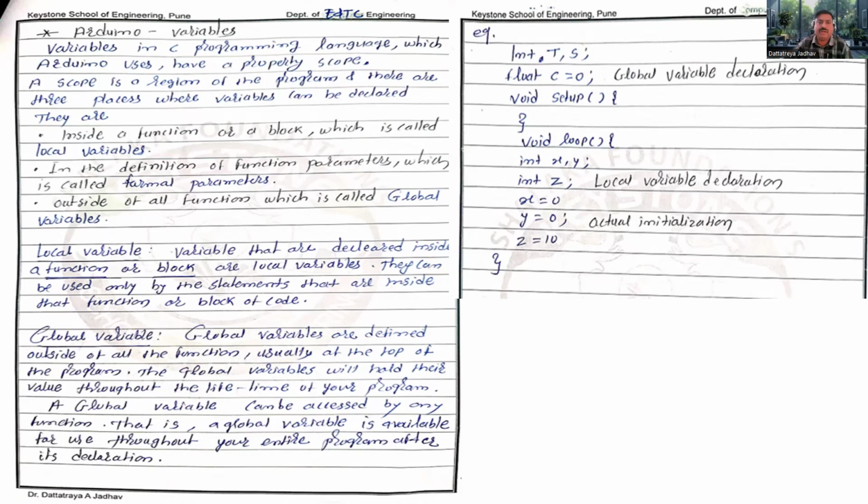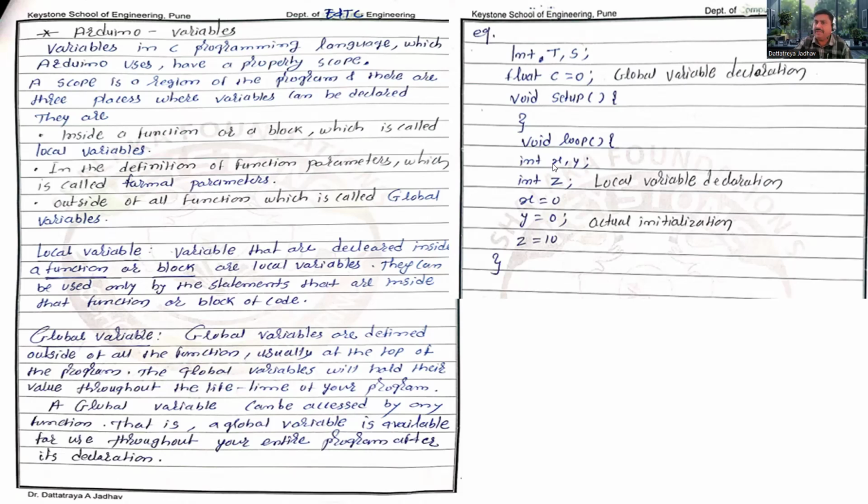So let's understand with a simple program. Suppose, for example, we define integers t and g, and we define a variable float c is equal to 0. So these are global variables declared outside the function. Void setup, this is the setup function. Before that we declare them, so they are global and available throughout the program.